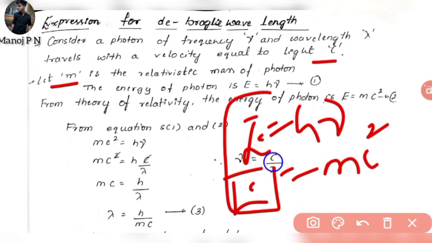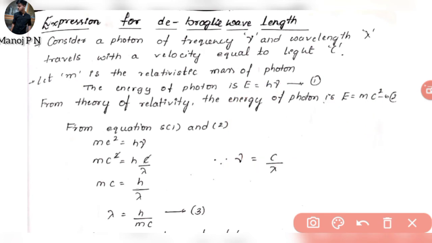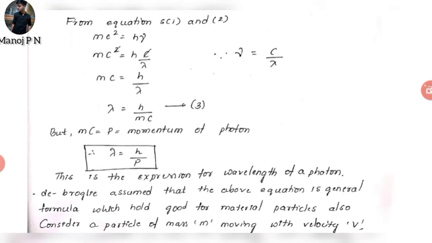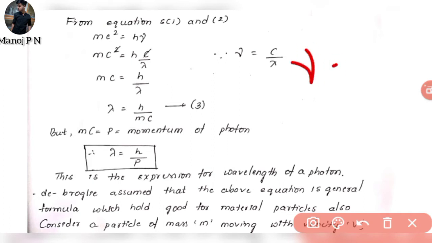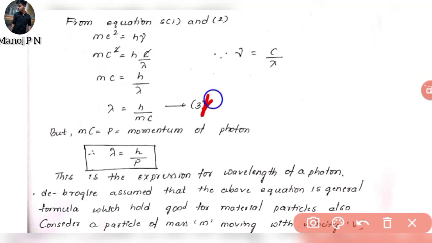Here the left hand side is the same, so we can compare the right hand side. That is what we are doing to derive the expression for de Broglie wavelength. So mc square is equal to h nu, and we replace nu with c by lambda because it's a well known equation. After this we cancel out the c's. Here we have two c's, so we are left with one c, that is mc is equal to h divided by lambda.